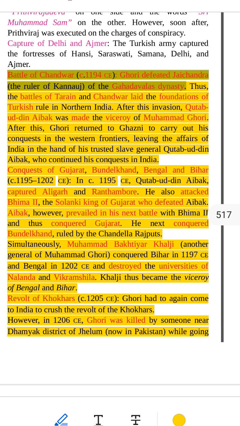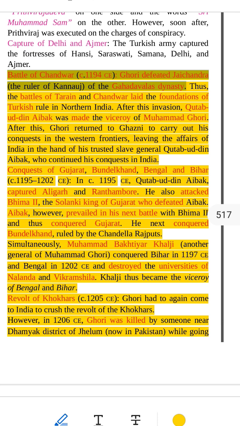Example. Aibak became like the main ruler in India while Ghori was away. Who continued his conquests in India? Who continued equals Aibak kept going. His conquests equals his fights to take over new lands in India, across different parts of India. Aibak was very active in spreading Turkish control further. Conquests of Gujarat, Bundelkhand, Bengal, and Bihar, around 1195 to 1202 CE.